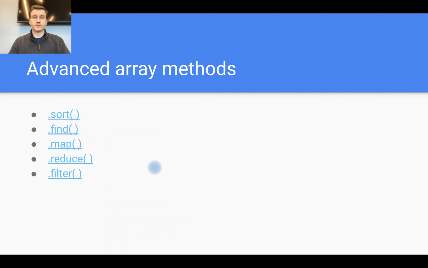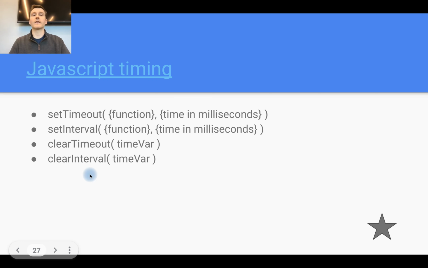So we also have advanced array methods to simplify any sort of operation that we're running with arrays. So we have sort, find, map, reduce, and filter. Sort will sort the array. We can find an element in an array. Map will apply a function to a value from the array. And then we can use reduce to reduce an array, and then we can use filter to filter the contents of an array.